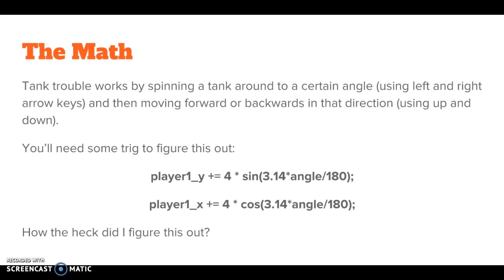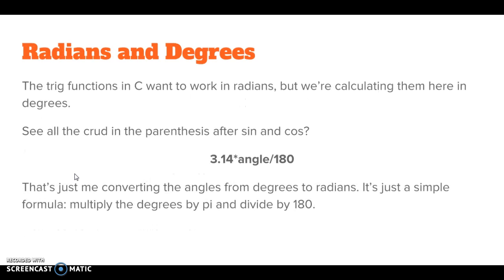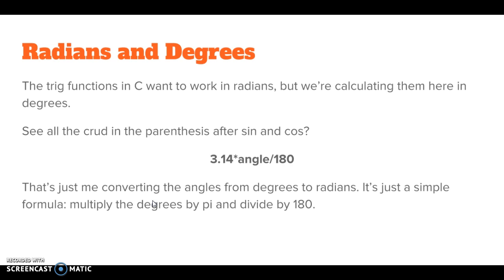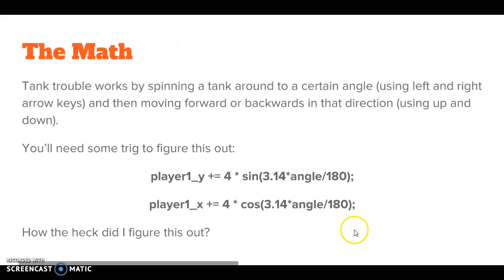Okay, so you're going to need some pretty scary looking trig to figure this out, but like I said, it's really not that bad once you break it into its pieces. So let's go over it. It's only 2 slides. So the first thing I want to point out is the stuff inside the parentheses here. So ignore everything else and just look at this 3.14 times angle divided by 180. The trig functions in C, and I actually think pretty much all the major languages out there, work in radians. But the way that my program is doing this is it's calculating it in degrees. So before we feed it into this sine and cosine function, we need to take the angle that we're calculating it and turn it from degrees into radians.